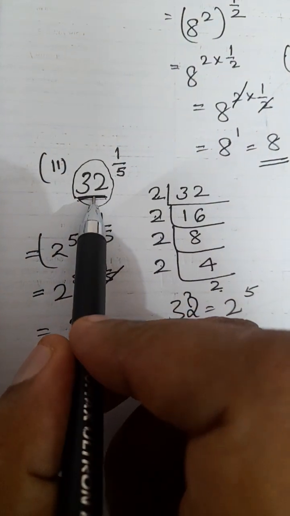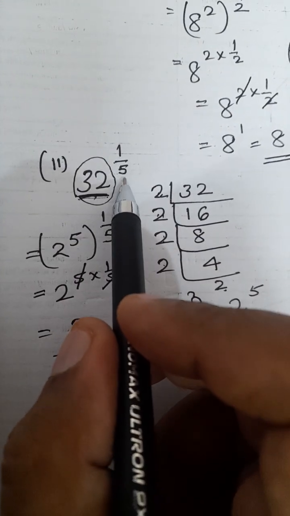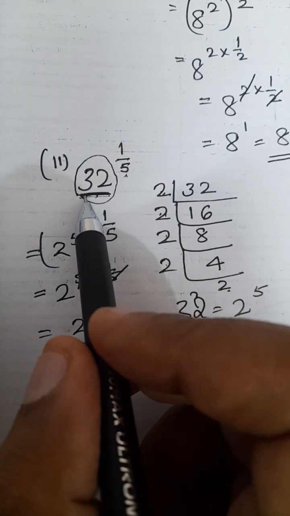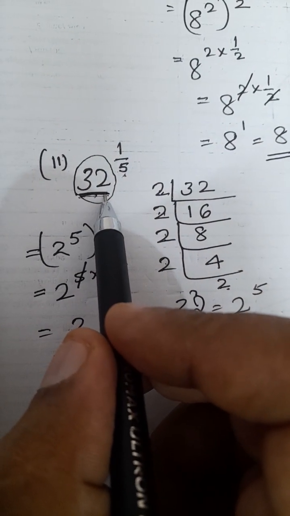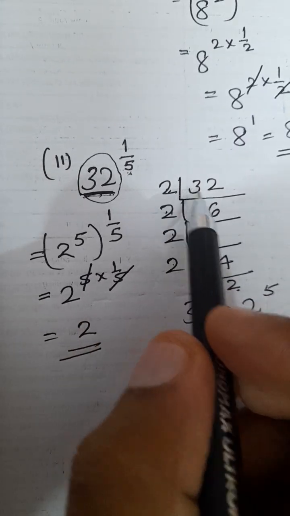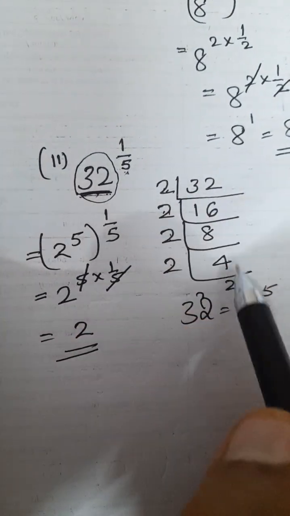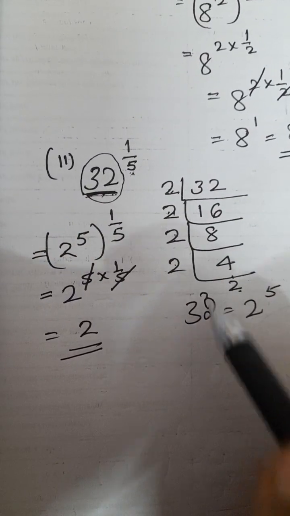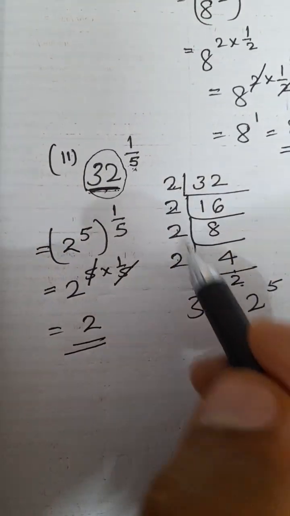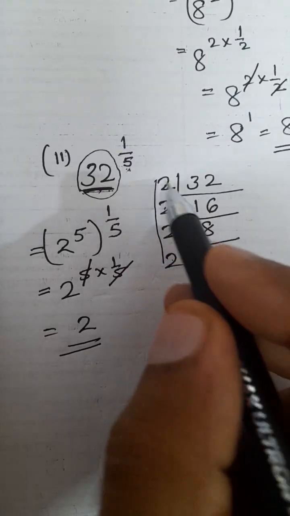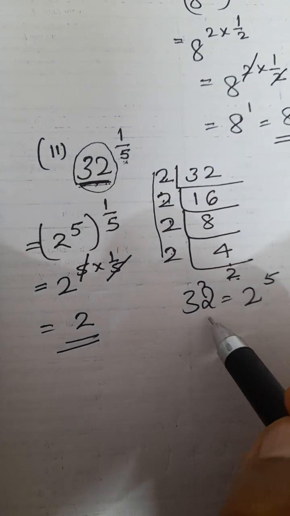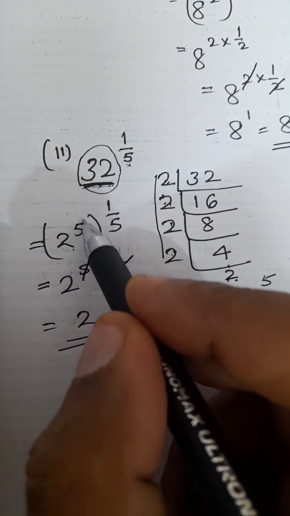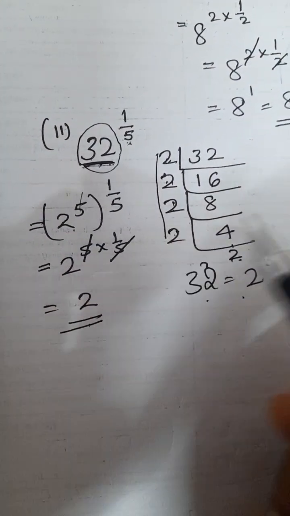Because 32 is not a perfect square, we try to see if it's possible to get rid of this 5. So I try to represent 32 in a form such that this 5 gets cancelled. So I find the factors of 32 by using the LCM method. This is called the factorizing method. So I factorize it, and I got 1 2 3 4 5. So 32 could be represented as 2 to the power 5, and this 5 gets cancelled. So you are left with the answer 2.